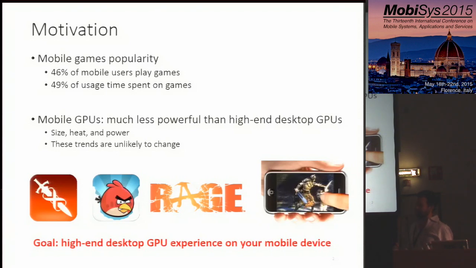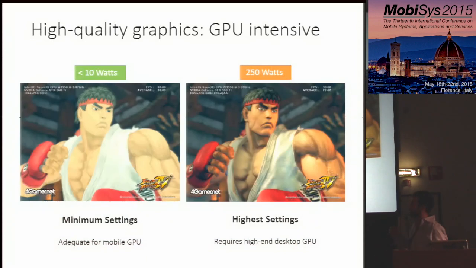Our goal with Kahawai, which by the way means streaming in Hawaiian, is to achieve a high-end desktop experience on your mobile device. So let's take a closer look at how a game will look different with a powerful GPU and a low-end mobile GPU. I guess it's really easy to tell which one is which. One is a very bland, kind of yellowish image that you really don't want to go and play. And the other one, that takes like 250 watts and you really want to go and play, is the one that we want to give you.